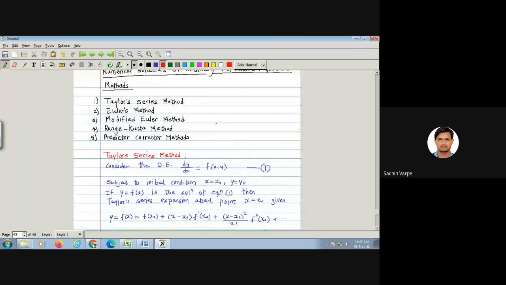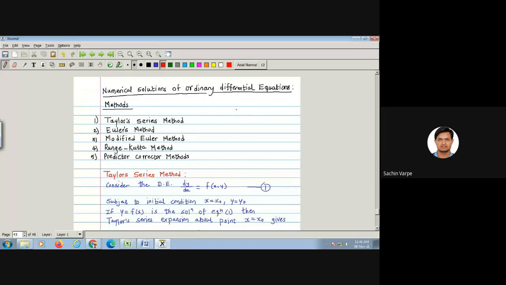You can see here, this is the list of methods, numerical solutions of ordinary differential equations. So the Taylor's method, basically the Taylor series method, which is nothing but a generalized Maclaurin series. Then Euler's method, modified Euler method, then Runge-Kutta method, and the predictor corrector method. These are mainly the 5 methods we are going to discuss.